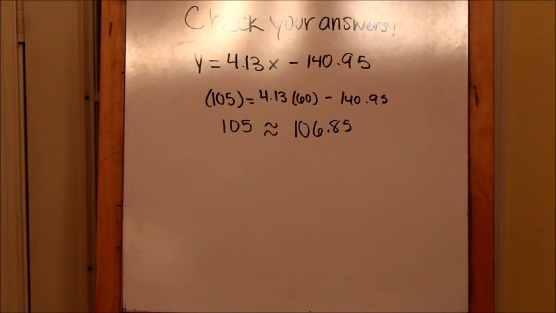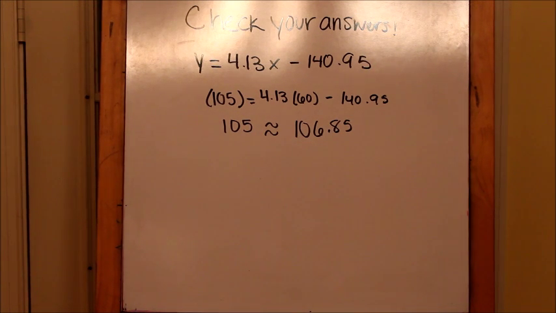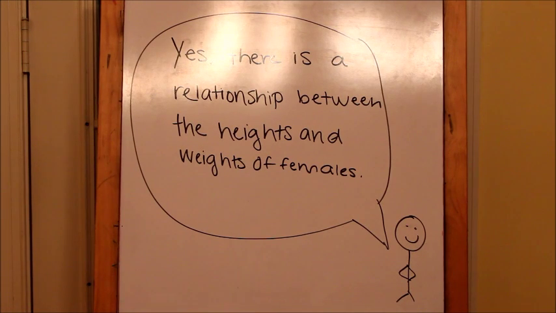After determining that this problem was a linear equation, the equation for this problem should be y equals 4.13x minus 140.95. And when you plug in your x and y values, the answer comes out to 106.85. After proving the equation right, Connor decides that his answer for his question is yes, there is a relationship between the heights and weights of females.